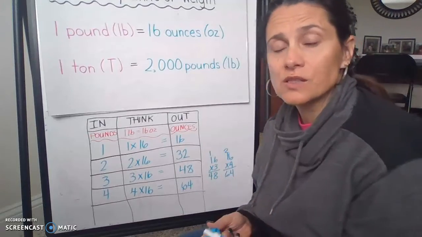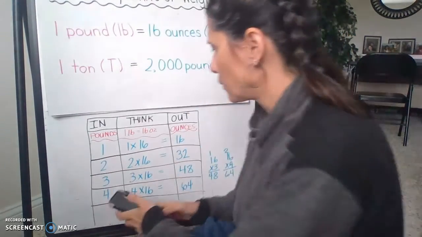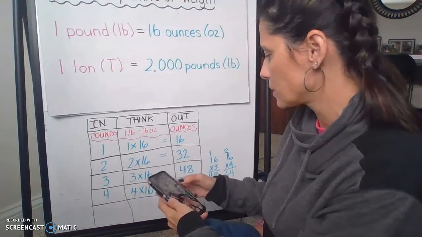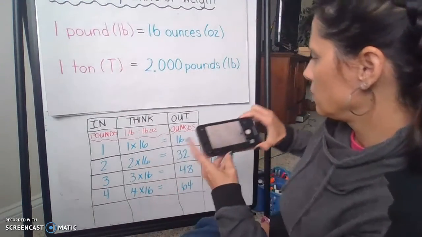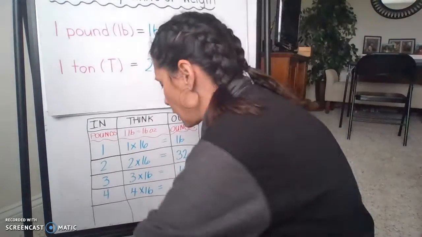Okay, so that's our in and out chart. Let me take a picture of it real fast so I can post it for you. And then we're going to actually go to solving our problems. Okay, so now let's erase.